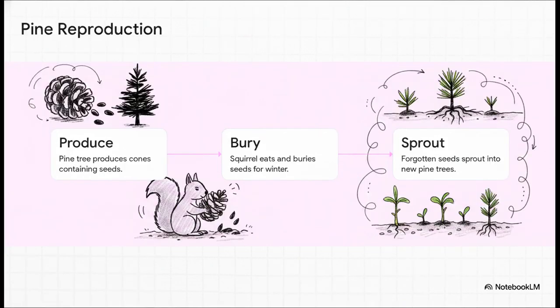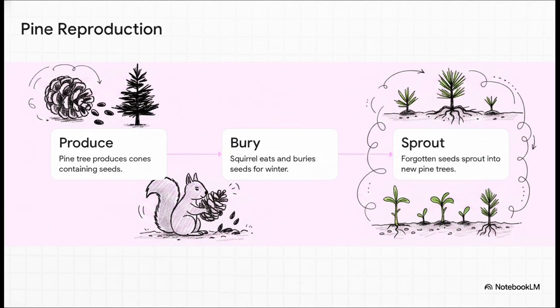Now contrast that with the biological strategy of a conifer, like a pine tree. Step 1. The pine tree produces cones packed with nutrient-dense seeds. Step 2. Animals enter the chat. A squirrel comes along, finds the cone, eats a few seeds, and buries the rest to stash away for winter. Step 3. The squirrel inevitably forgets where it hid some of that stash. Those forgotten, buried seeds are now sitting in a perfectly protected underground environment, ready to sprout into new pine trees.